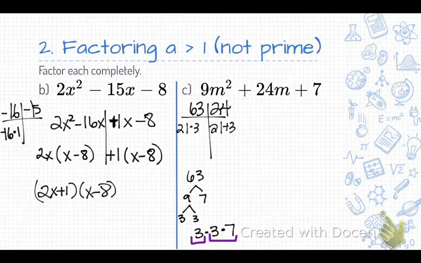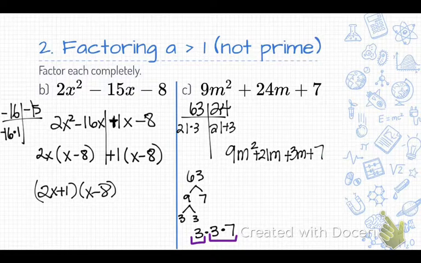So I have 9m squared plus 21m plus 3m plus 7? Is that right? Okay. So what's the GCF between 9m squared and 21m?